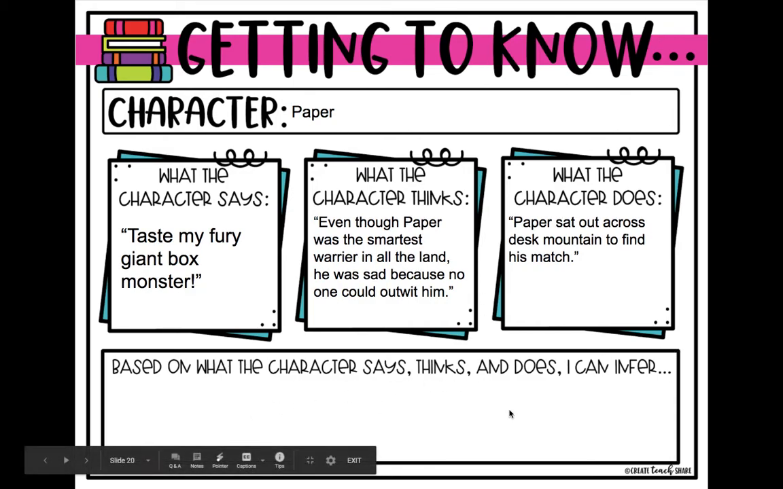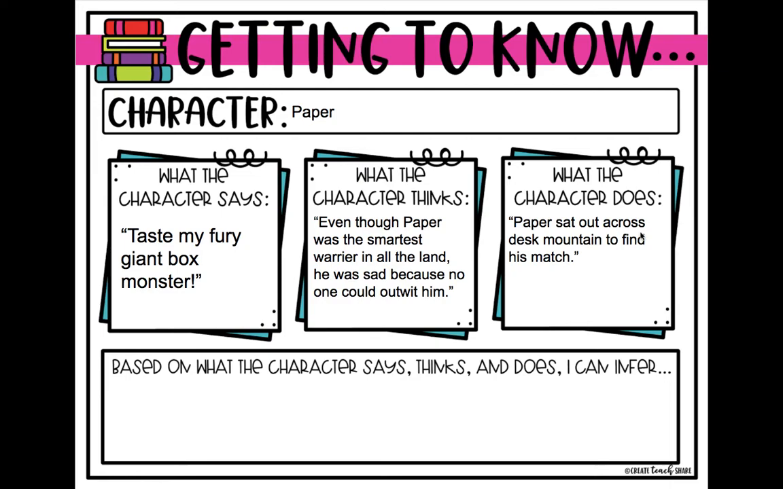Down here on the bottom, my last question says, based on what the character says, thinks, and does, I can infer. So I need to make an inference here about Paper. These are my clues in the text. He's saying, "Taste my fury, giant box monster," and he was smart, but no one could beat him, and he's trekking out across Desk Mountain to find his match. So I think about what I know about somebody who leaves the safety of their home, who is sad because they can't find anyone to beat them, and who says things like, "Taste my fury, giant box monster."